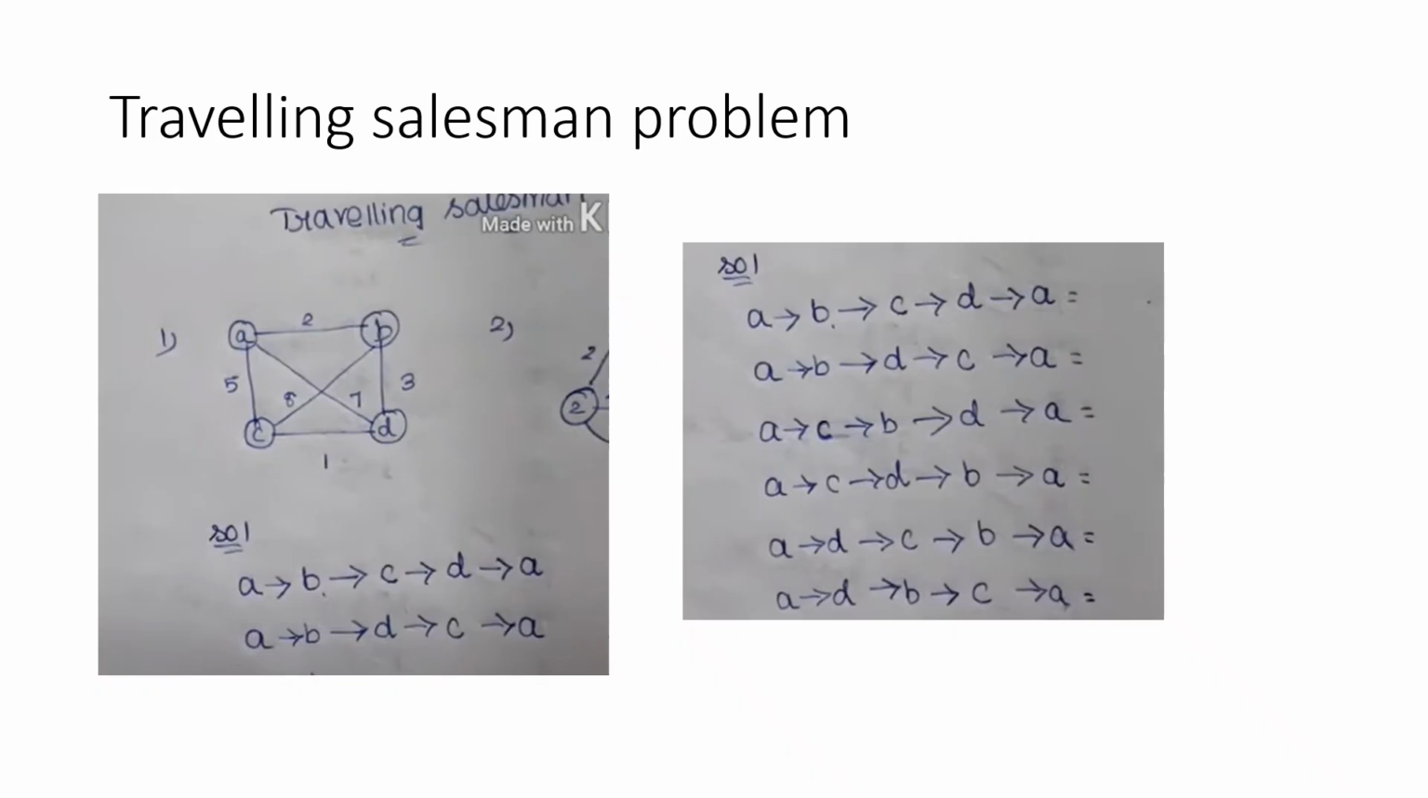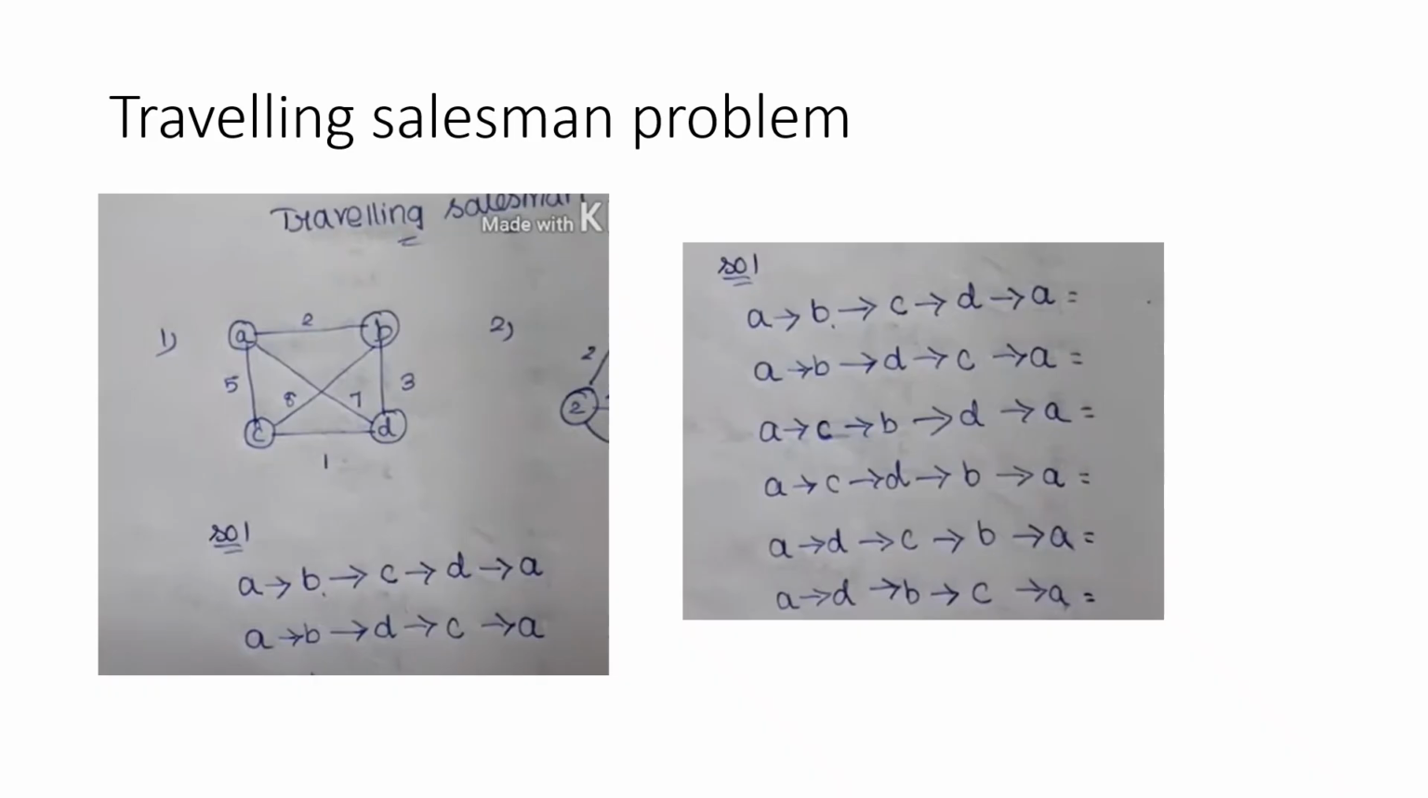The next one: A to B should just be visited, then B to D, then D to C, and C to A. This is one of the other possible ways. The third condition is what? Actually A to C, C to B, B to D, and then D to A. This is another possible connection for A to C.